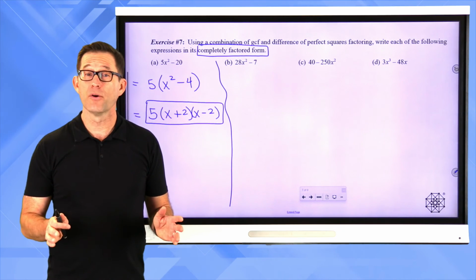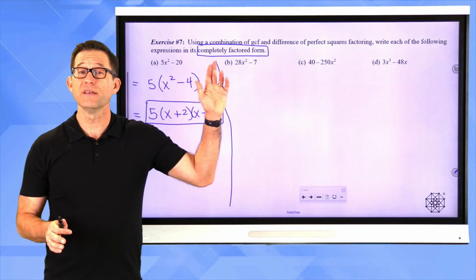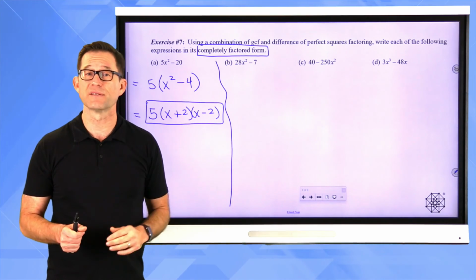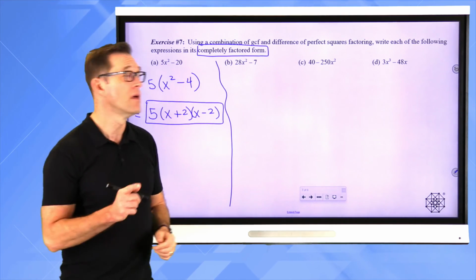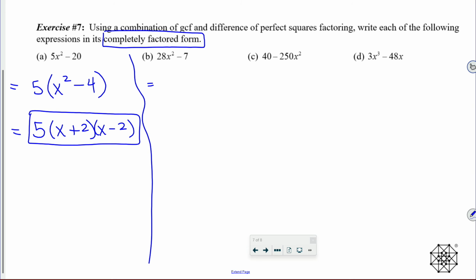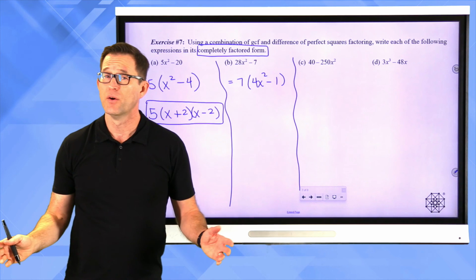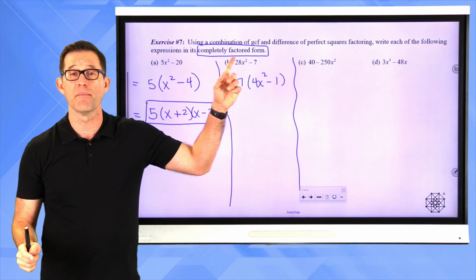All right, well, letter B might be the most tricky of them all. It's easy enough to look at the 28 and the 7 and say, well, the greatest common factor is 7. But the first thing you got to make sure of is that when you factor that 7 out, you're left with 4x squared minus 1 inside of the parentheses and not just 4x squared. Again, without that minus 1, there's no way you'd get back to here.